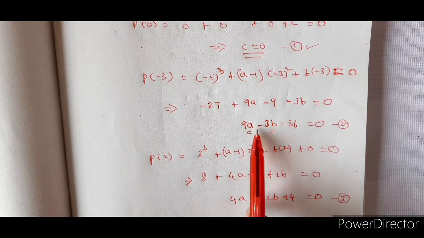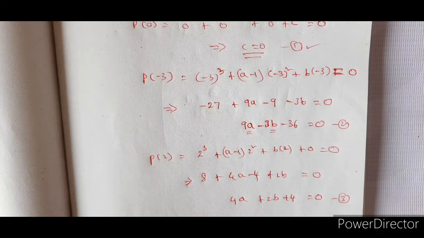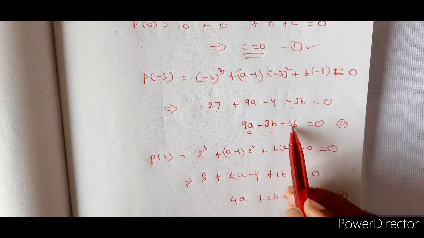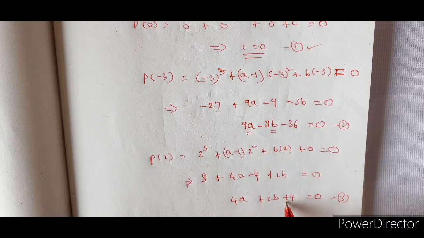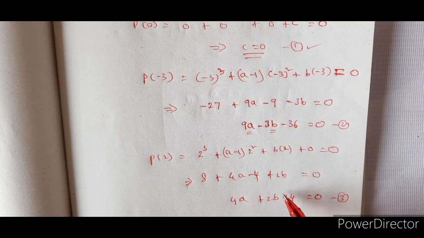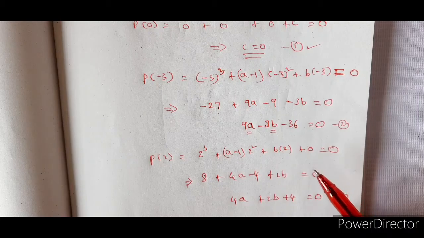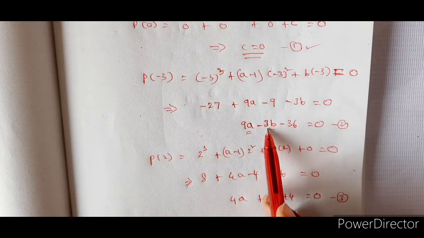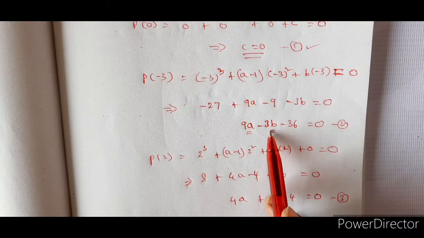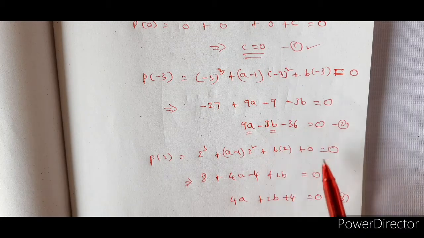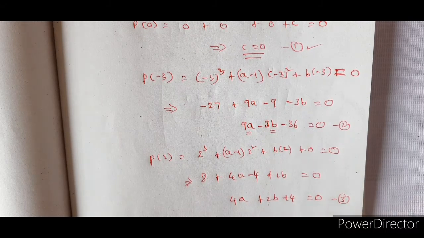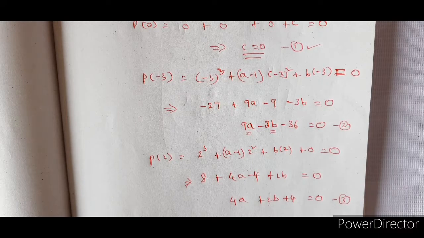So now you have two equations with two variables, so you can easily find out a. If you observe the second equation, it is 9a minus 3b minus 36, and the third is 4a plus 2b plus 4. What I don't want is b, because in the question b is not asked. So no need for me to waste my time. Hence I want to eliminate b. So I can multiply 3 to the third equation and 2 to the second equation, so that it will become minus 6b and plus 6b, and when you add both the equations, they will get cancelled.